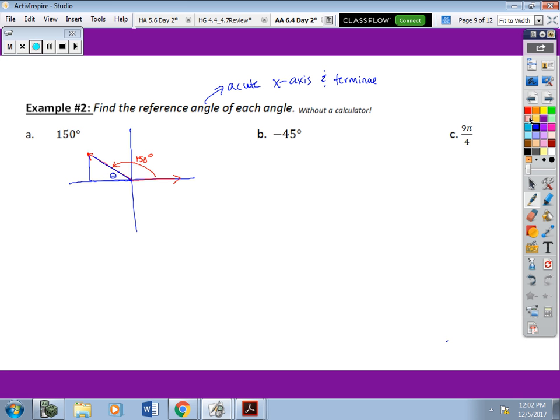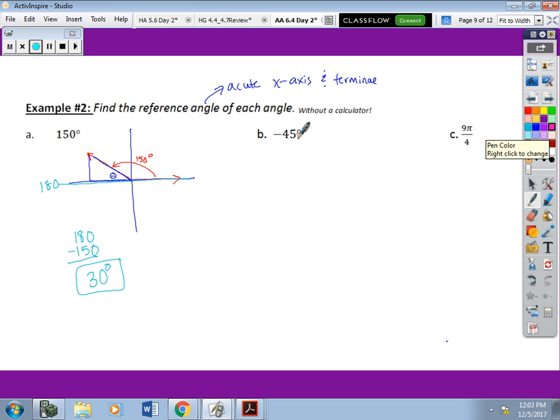And then you can kind of use some of your logic that this has 180 degrees in it, a straight line. So 180 minus 150 tells me that the reference angle has to be 30. Now, if you wanted to, you could say it lies in quadrant 2. The formula for quadrant 2 is 180 minus A, so you plug into that formula, but you have to memorize the four formulas. So it's just logic. It is, for me, it's logic, I think.